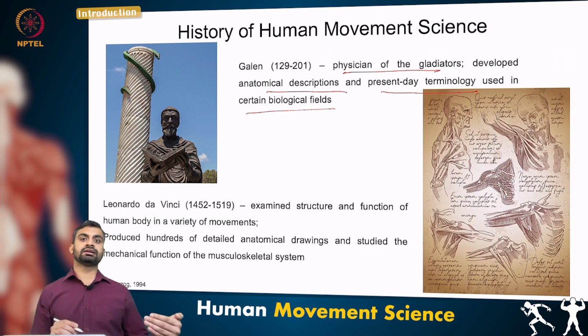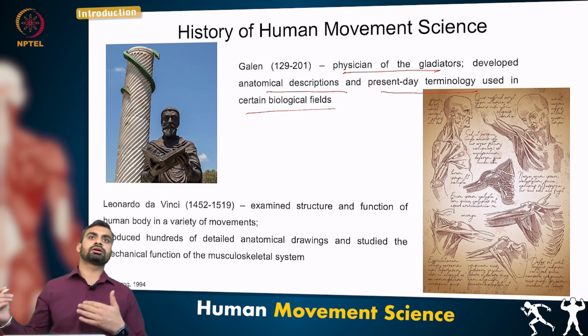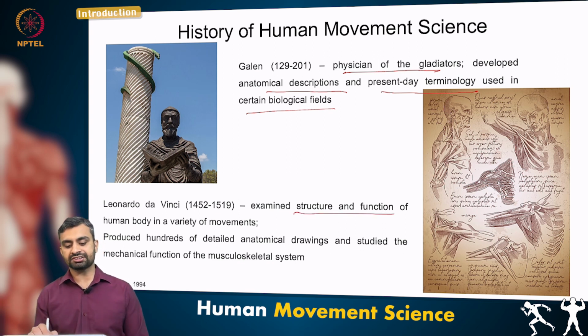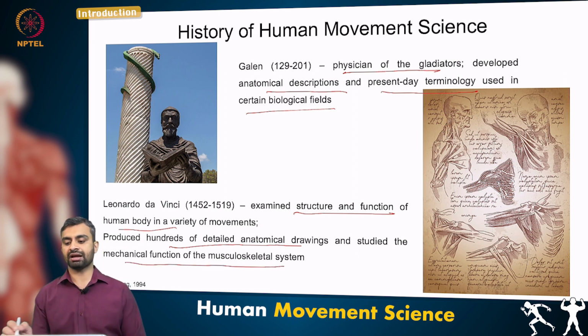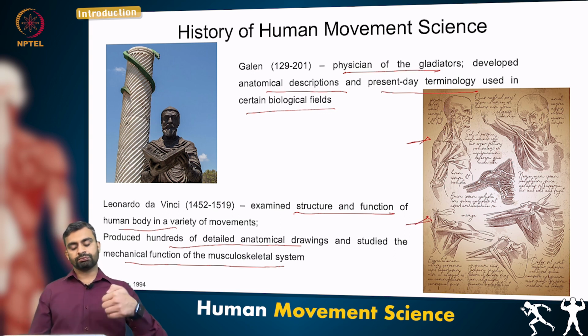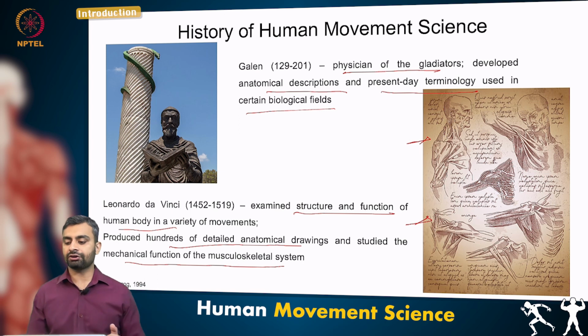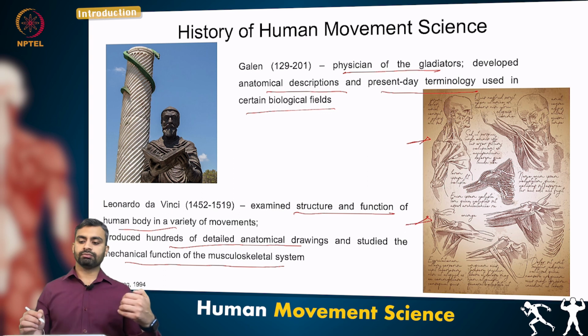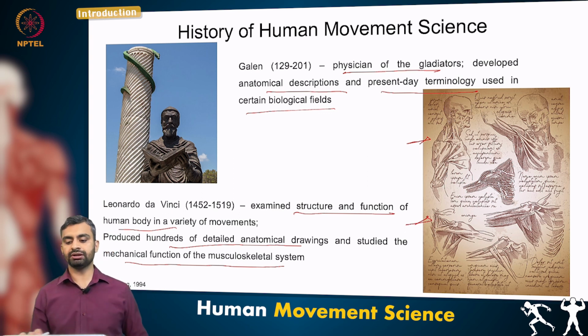Leonardo da Vinci is another scientist whose works we come across in our day-to-day life or during different levels of study. He also examined the structure and function of the human body while performing various activities. He produced hundreds of detailed anatomical drawings and studied the mechanical function of the musculoskeletal system, as shown in this figure. Here we can clearly see he depicted the musculoskeletal system while doing certain activities or movement patterns.